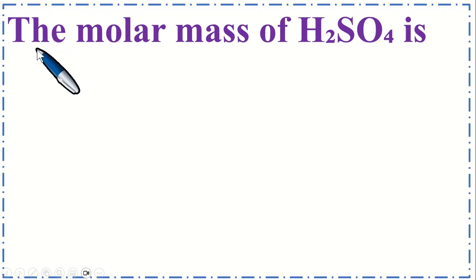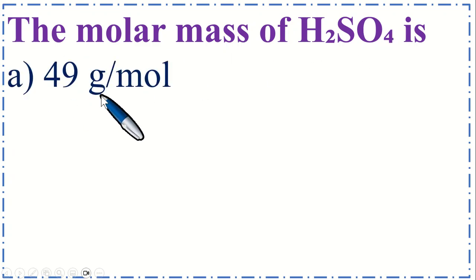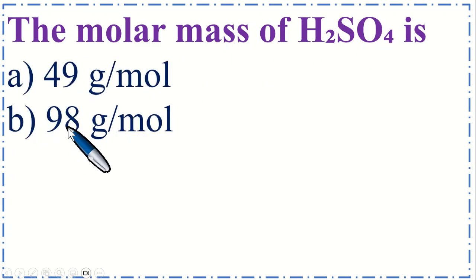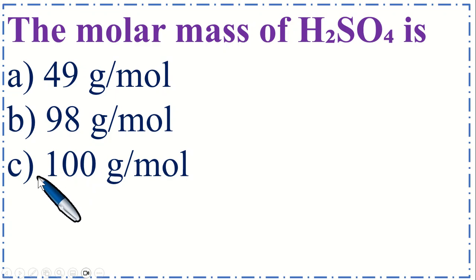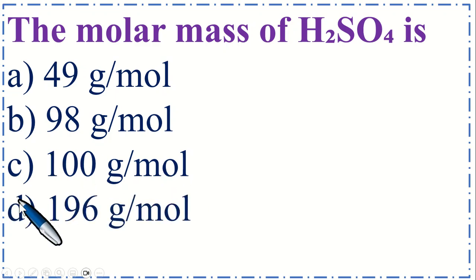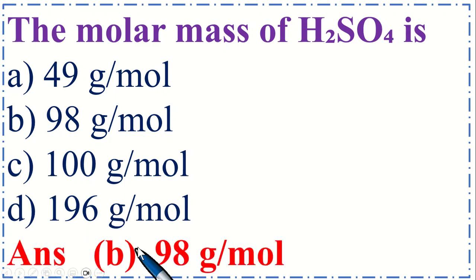So this is a very important MCQ. The molar mass of H2SO4 is: option A, 49 gram per mole; B, 98 gram per mole; C, 100 gram per mole; and option D, 196 gram per mole. So the correct option is B, 98 gram per mole.